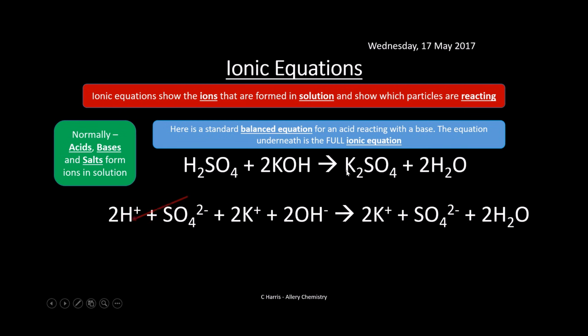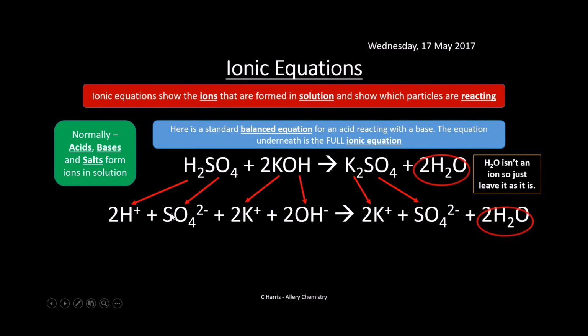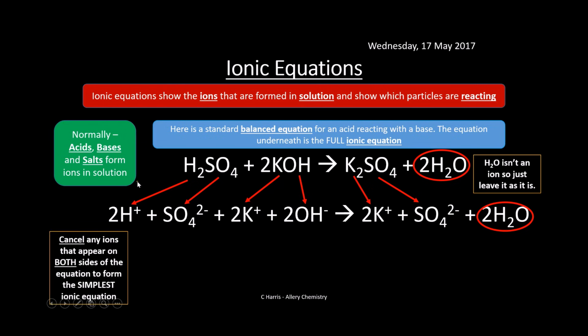Now what we're going to do is write our ionic equation underneath. If we split all the aqueous components, like your acids, alkalis, and salts, then we get them into H+ and SO4 2-. And obviously K+, OH-, again K+ and SO4 2-. Water isn't an ion, so we just leave it as it is. We don't split that. Okay, what we have to do is cancel any ions that appear on both sides of the equation to its simplest form.